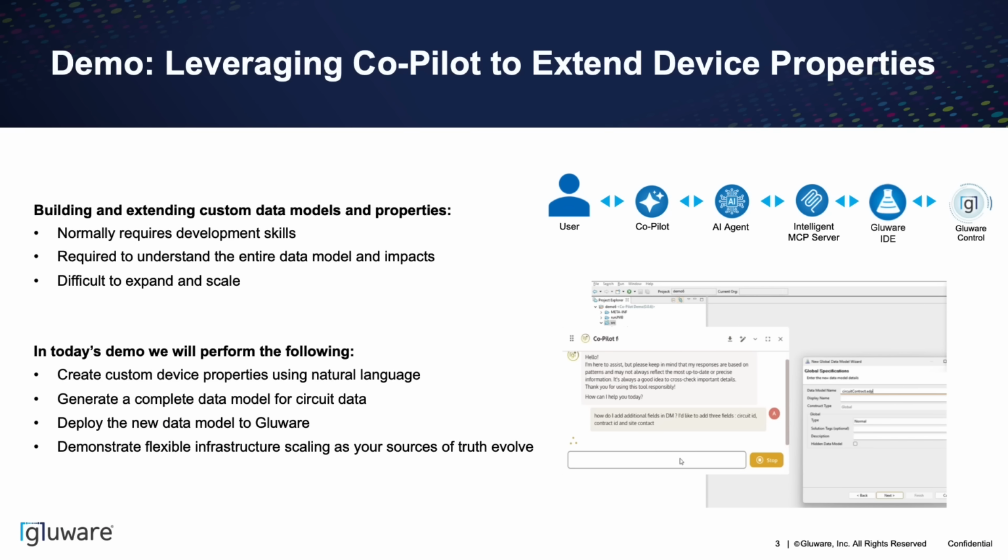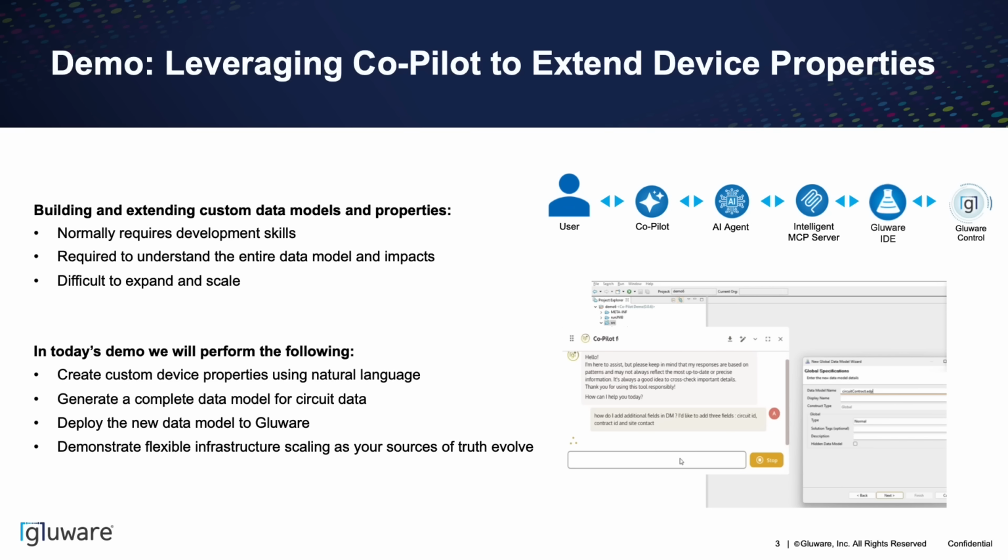With Gluware Co-Pilot, we're changing that equation entirely. In this demo, you're going to see something remarkable. We'll use natural language to create custom device properties in Gluware's data model, generate a complete data structure for circuit information, deploy that new data model directly to the Gluware platform, and show you how this scales as your infrastructure and requirements evolve. No Python scripting, no deep data model expertise required. Just describe what you need and Co-Pilot builds it.